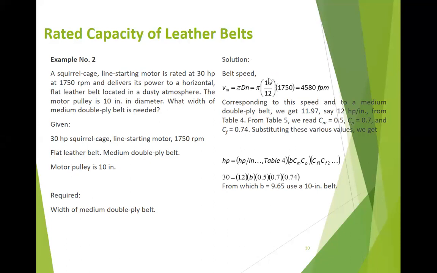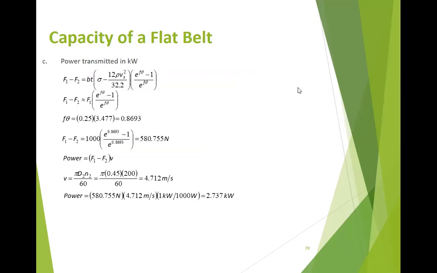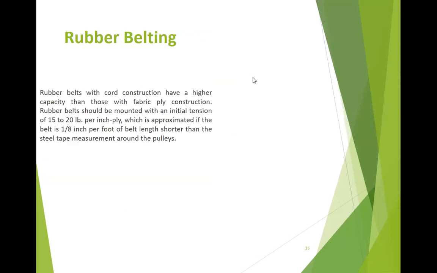Solution. Belt speed is v equal to pi D N, which is pi times 10 over 12 times 1750, or 4580 feet per minute. Corresponding to this speed and to a medium double ply belt, we get 11.97, say 12 horsepower per inch, from table 4. It is close to 12, so we can use 12. If you go one more step it is 12 already, but if it were 11.8, don't.